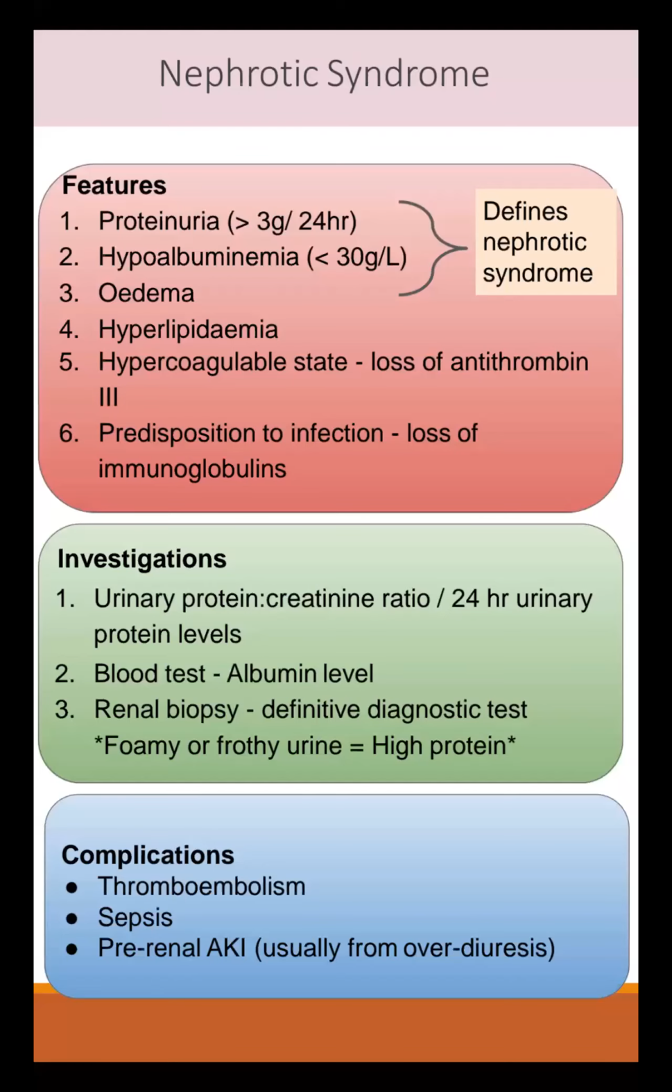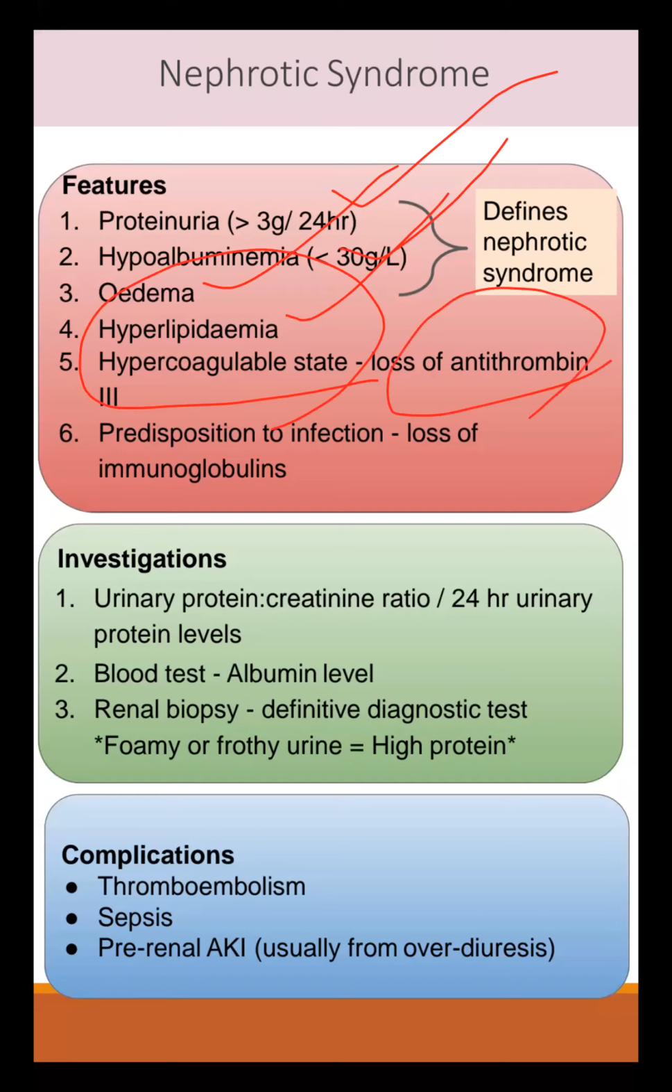Nephrotic syndrome, already I discussed this: proteinuria more than 3 gram per 24 hour, hypoalbuminemia, edema, hyperlipidemia, hypercoagulable state. So any nephrotic syndrome, previously in my group there was a discussion, nephrotic syndrome itself causes DVT. It's a hypercoagulable state due to decreased antithrombin factor. So we have to do the investigation: protein creatinine ratio, blood test for albumin level, and the definitive test is renal biopsy. Complication very important is embolism.